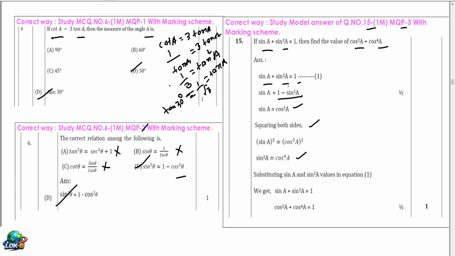Okay, what is sin A value, sin square A value? What is sin A equal to? Observe here. Sin A is equal to cos square A, means sin A will be equal to what? Cos square A. Are you getting me? And sin square A will be equal to what? Cos raised to 4 A. Therefore, you can take the first relation, equation 1. Sin A you are writing cos square A. Sin square A is equal to cos raised to 4 A. That is also equal to 1. For this, you will get half mark.